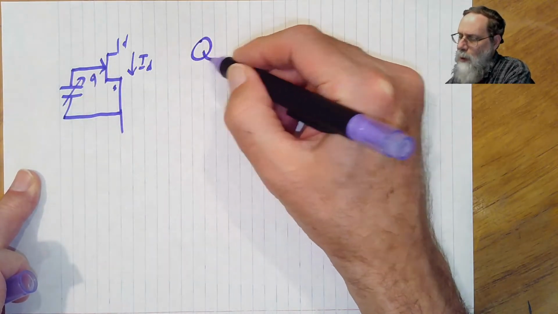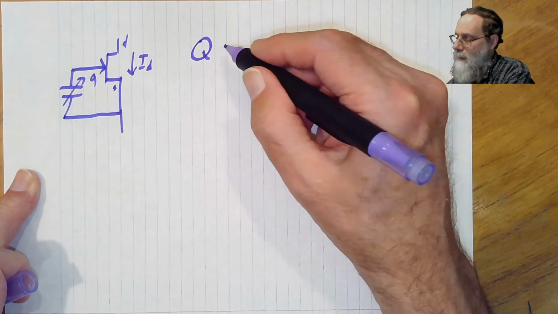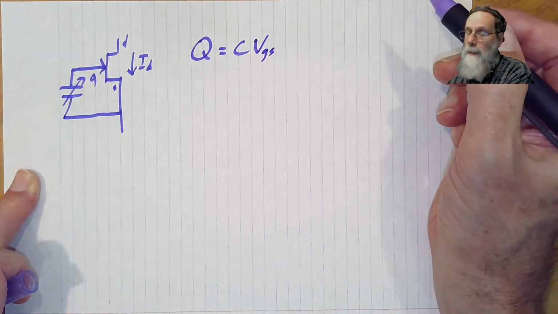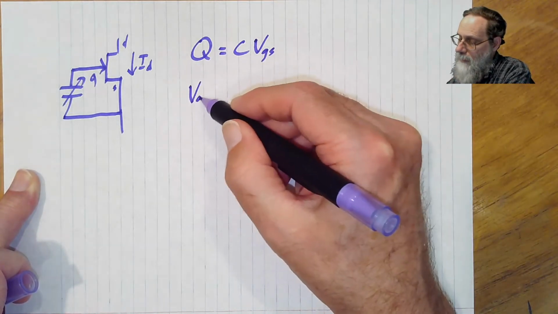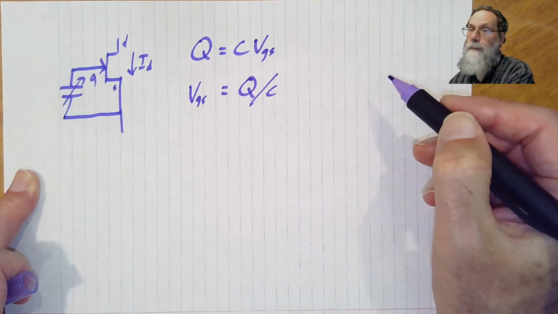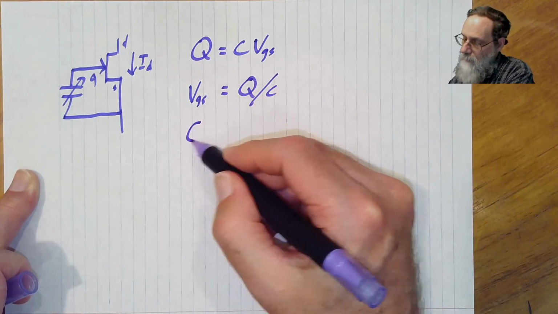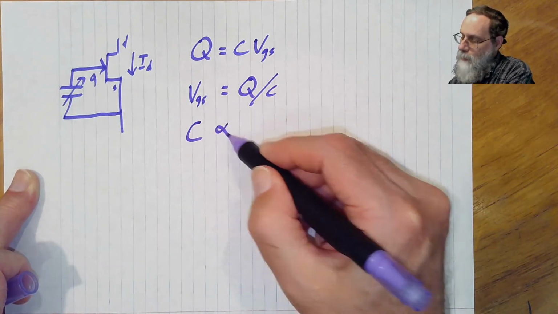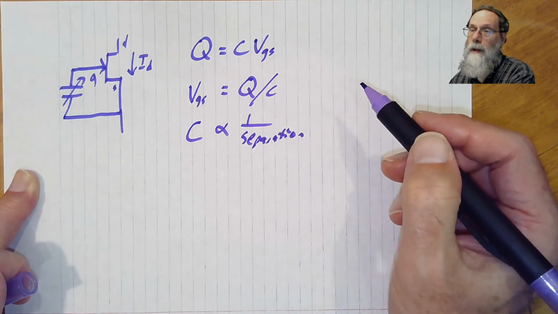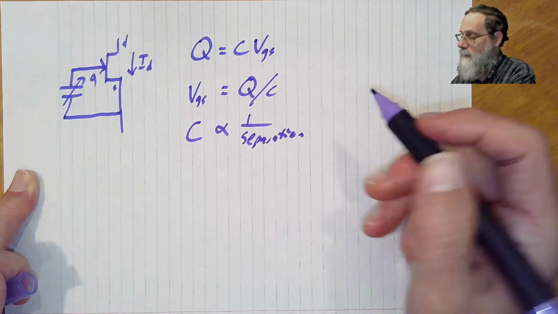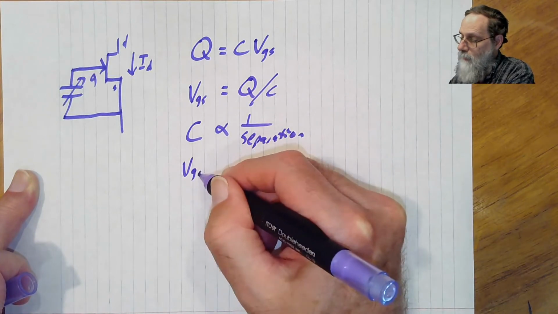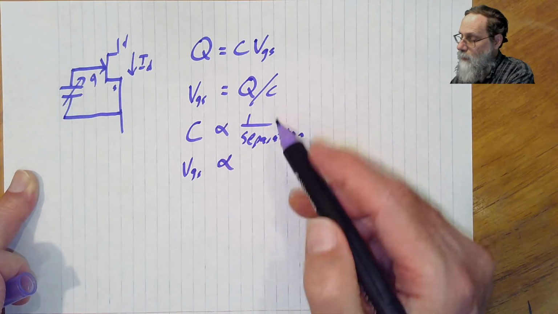Okay, let's take a look at that gate to source voltage there. We've got a constant charge provided by the electret. That's the capacitance times the voltage across the capacitor. So that tells us that that gate to source voltage is the charge divided by C. Now the capacitance itself is proportional to 1 over the separation between the plates. It's just standard capacitor stuff.